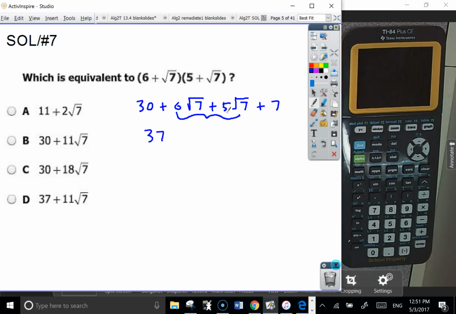What has to be true for you to add or subtract radicals? They have to have the same index and the same radicand. In this case, they're both square roots. That means the index is 2, and the radicand is 7. Since they are the same, they're like radicals, how do you add them? You add the coefficients, right? 6 plus 5 is 11, square root of 7. So the answer is there.